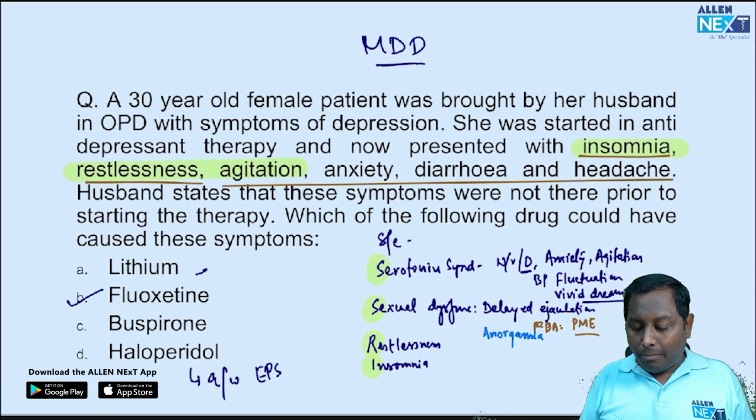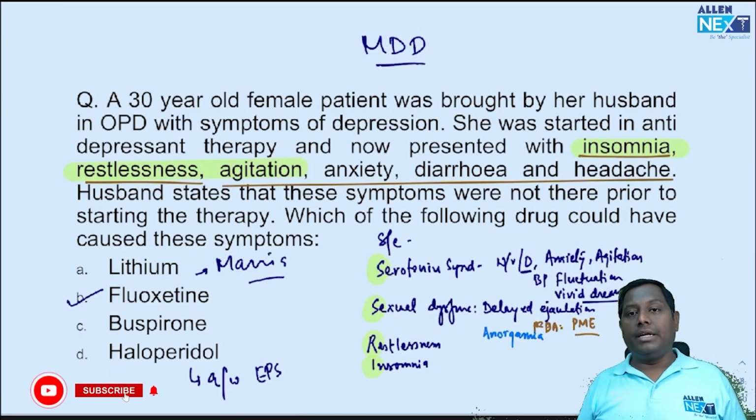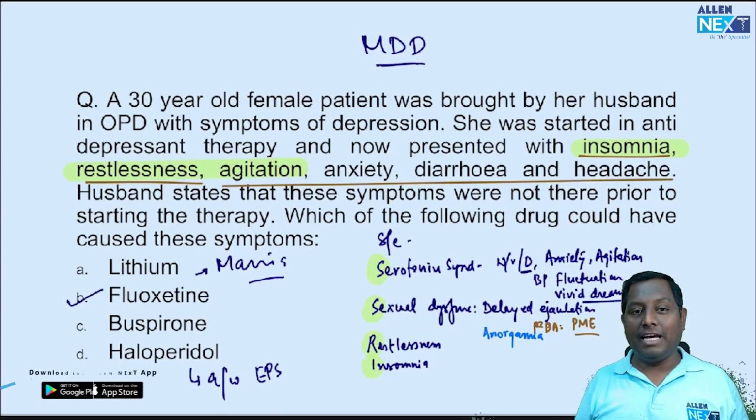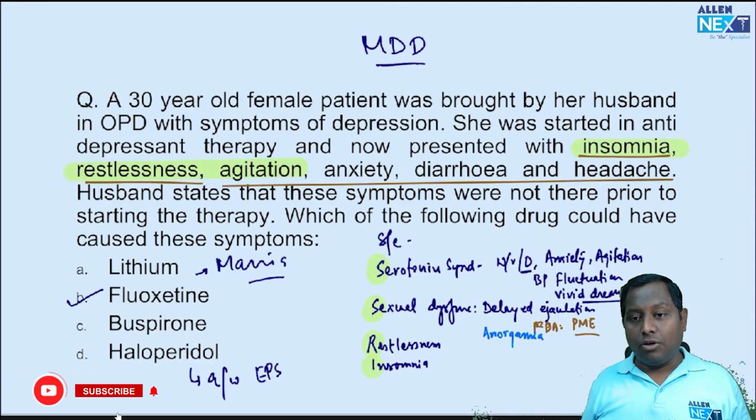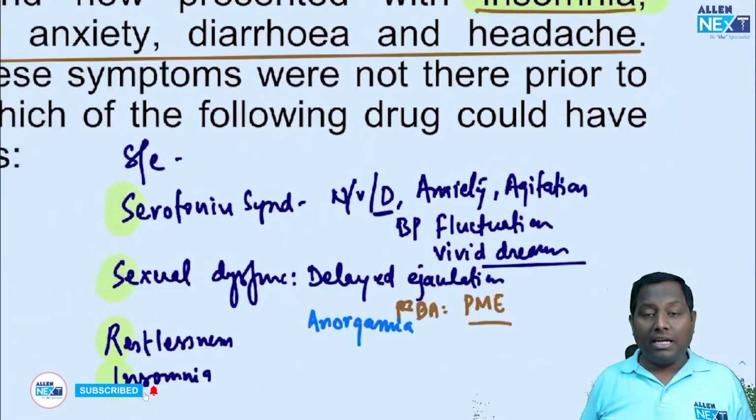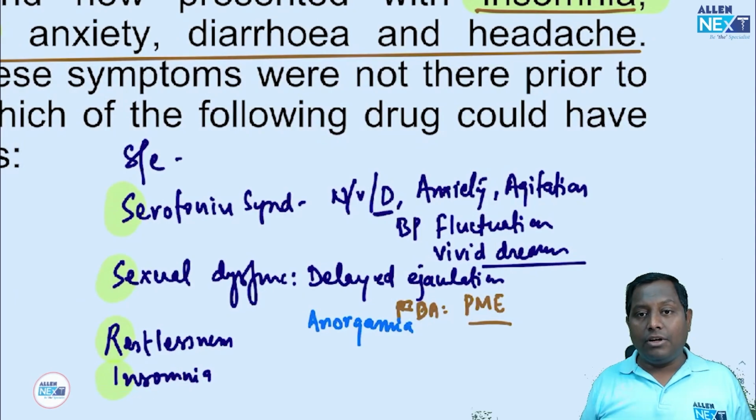Lithium is a drug for mania, right? It is the drug of choice for mania. It can cause renal toxicity, leukocytosis, and tremors. It will cause those symptoms, right? So fluoxetine is the correct answer. I hope this question is in the best shape that we could get, and all of you guys are satisfied with the version that we got here.